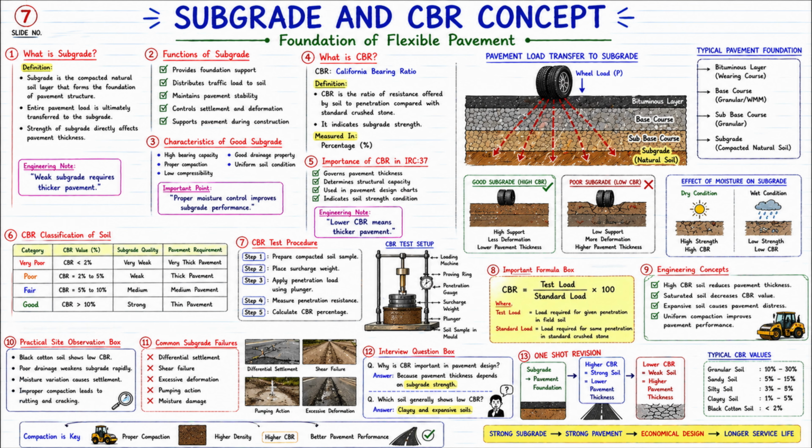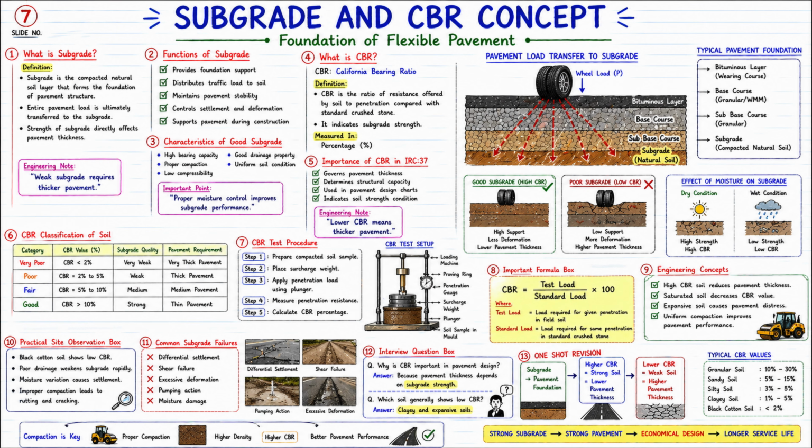Now let us look at the seventh topic: CBR test procedure. Now how is the CBR test done? Step 1. Prepare compacted soil sample. Step 2. Place surcharge weight. Step 3. Apply penetration load using plunger. Step 4. Measure penetration resistance. Step 5. Calculate CBR percentage. The setup that is visible in the middle is the actual CBR testing apparatus.